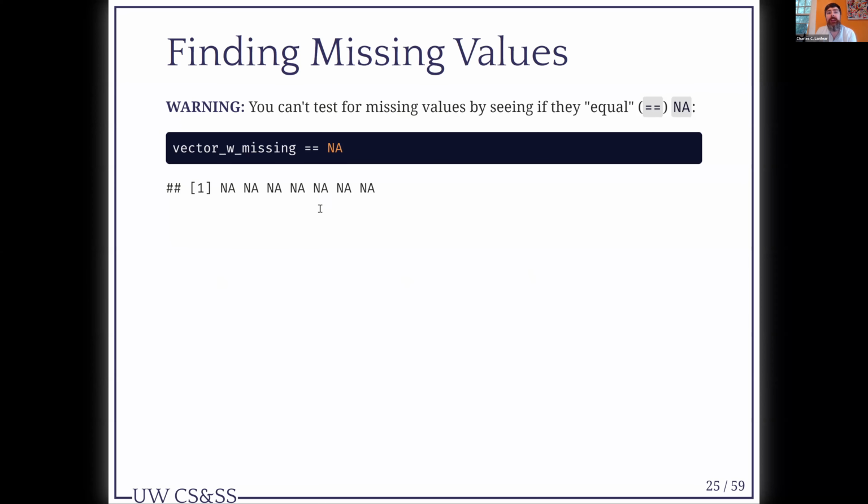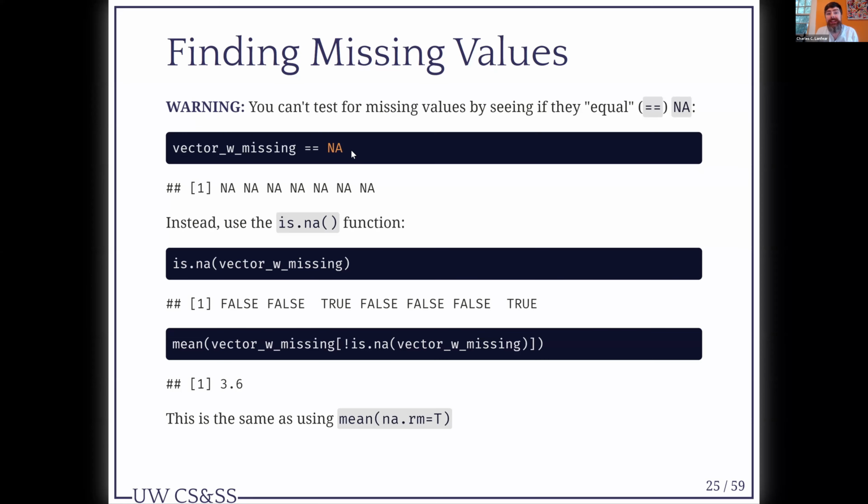So a thing in R is that you can't test for something equaling a missing value. I can't say, let's find the missing elements in vector W missing by going vector W missing equals NA. The thing is, NA is a missing value. You can't test to see whether something is something that doesn't exist. I can't say it's equal to NA because NA isn't something it could be equal to. It is the absence of a value. Instead, if you want to find NAs in a vector, you use the is.na function.